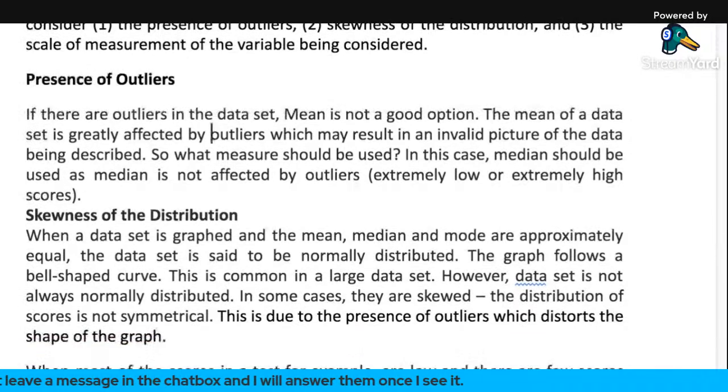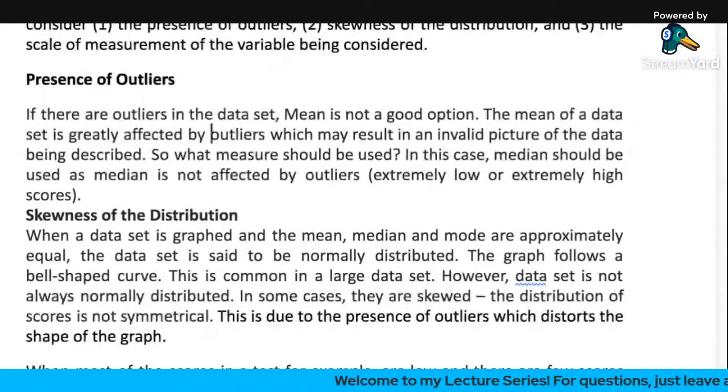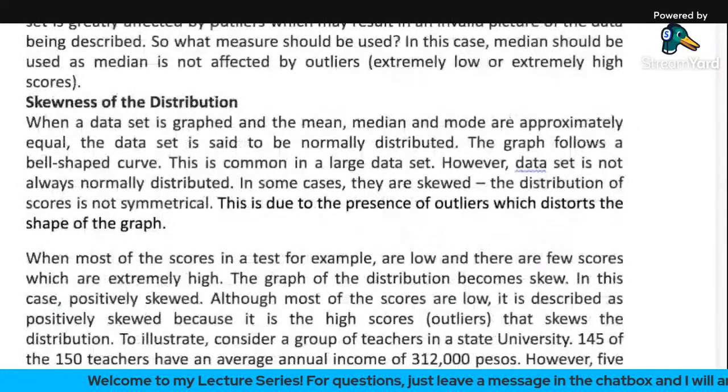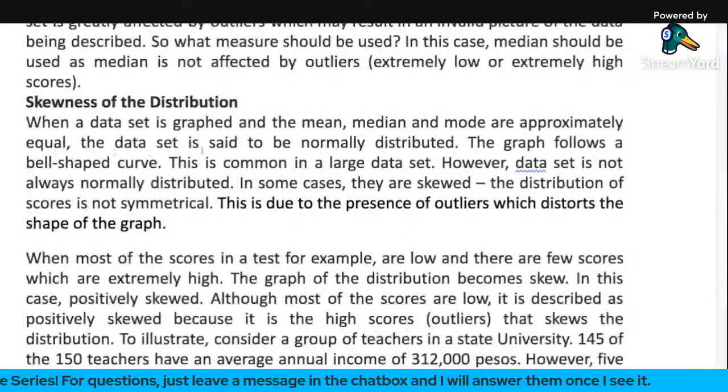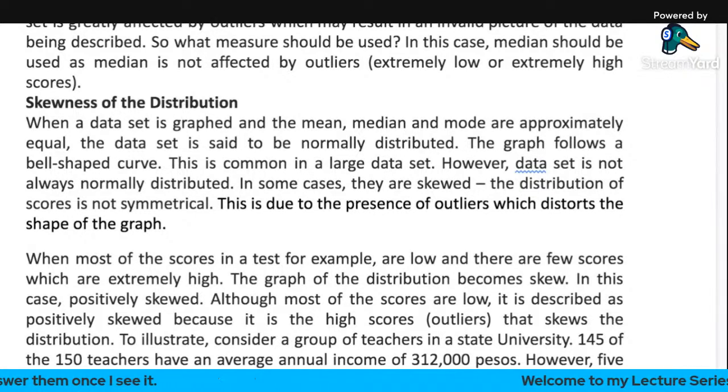So, in the case where there is, like what we said, presence of outliers, then we can make use of the median, okay? The skewness of the distribution. When a dataset is graphed and the mean, median, and mode are approximately equal, the dataset is said to be normally distributed. This is what I was saying kanina. Sorry about the sound. All right, so the graph follows a bell-shaped curve, yeah.